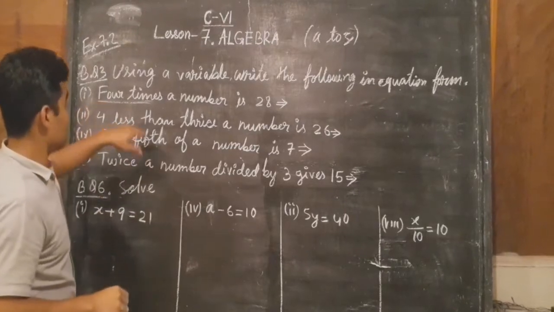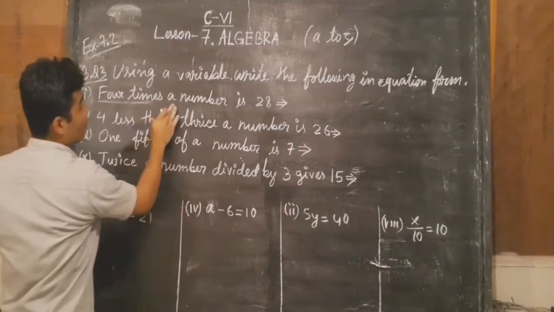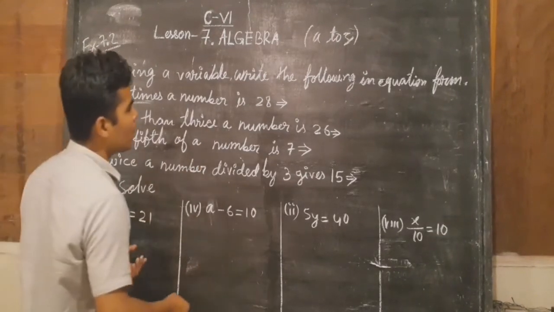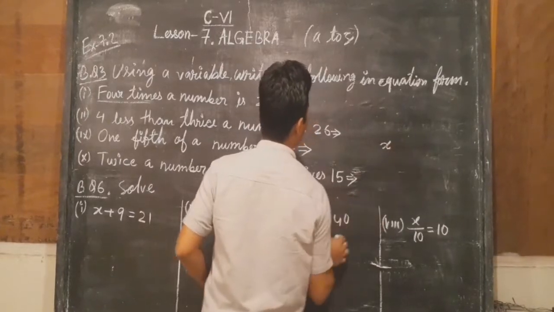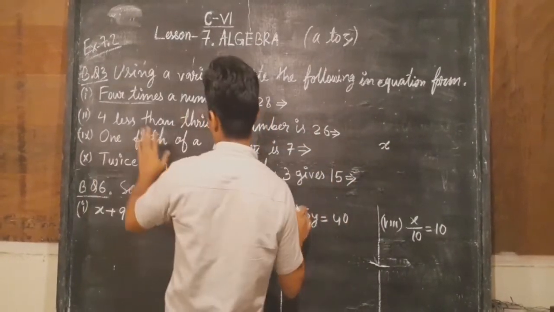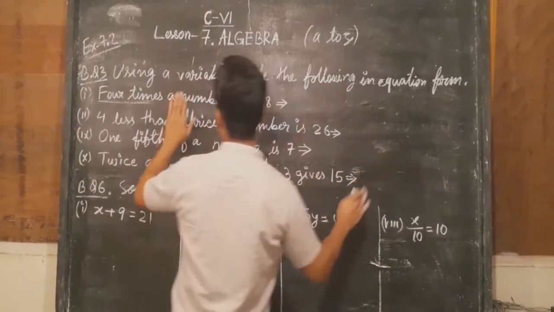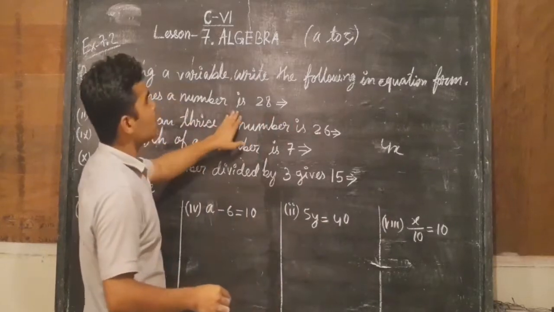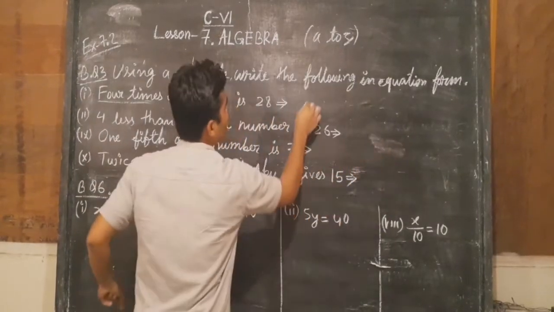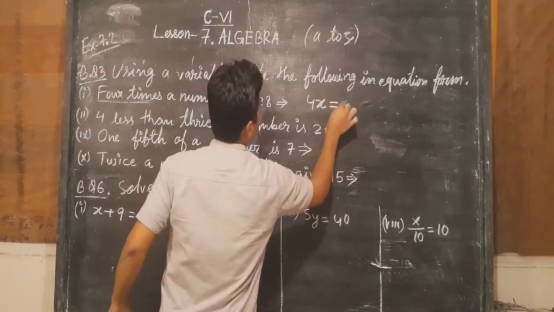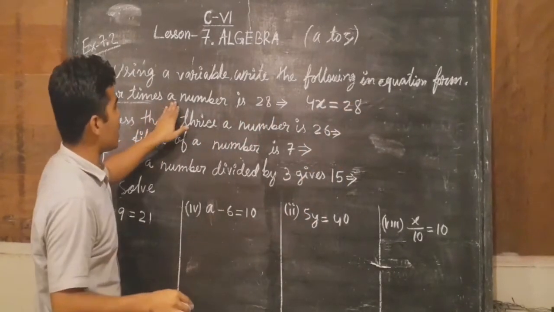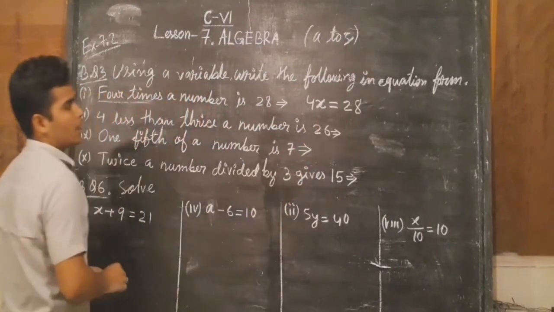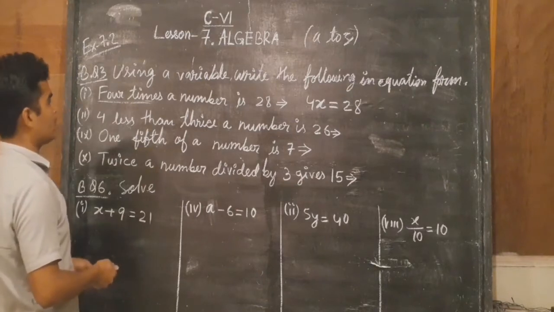So times means into. 4 times of a number. A number, what is the number? We don't know. So we can take the number as anything, like x also we can take. Suppose the number is x. So 4 times of a number means 4 times of the number will be 4x is 28. So our equation will be 4 times x is equal to 28. Variable, we can take anything.